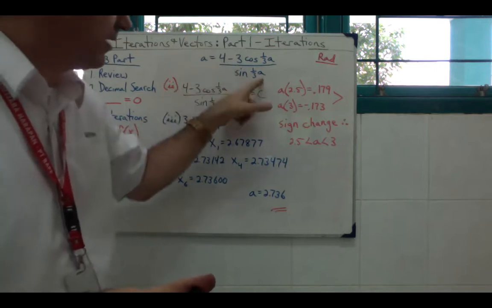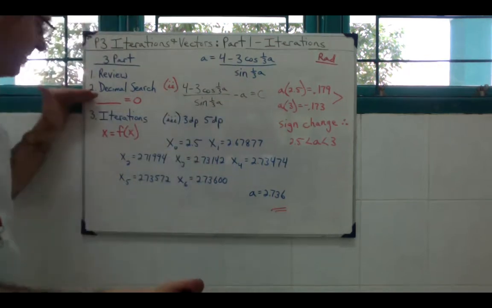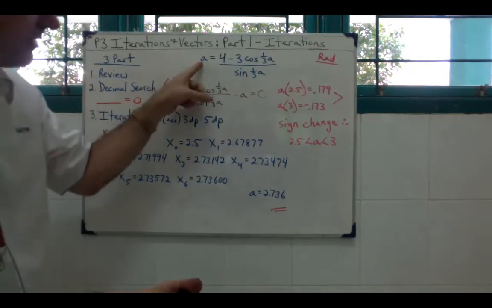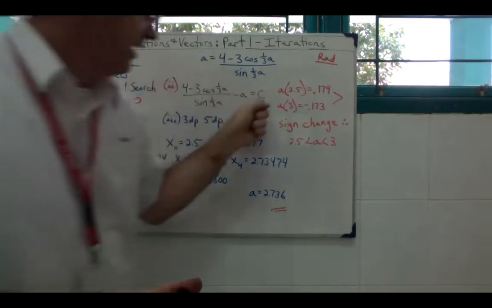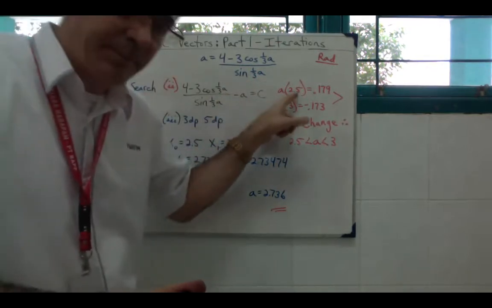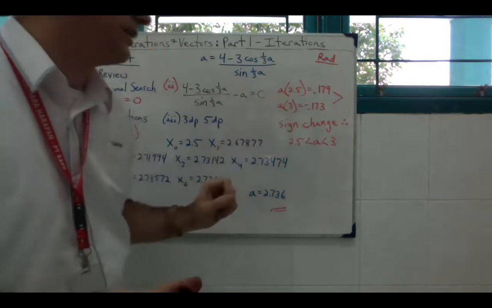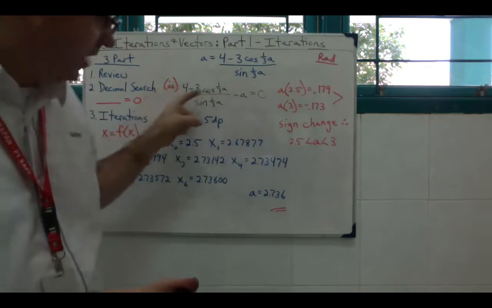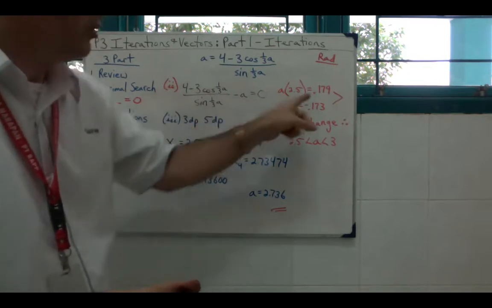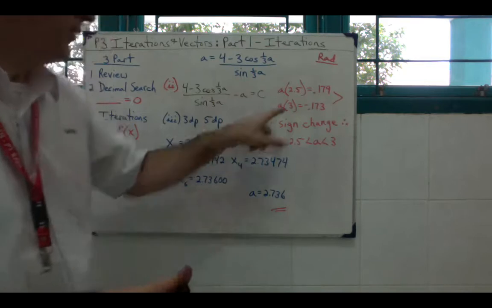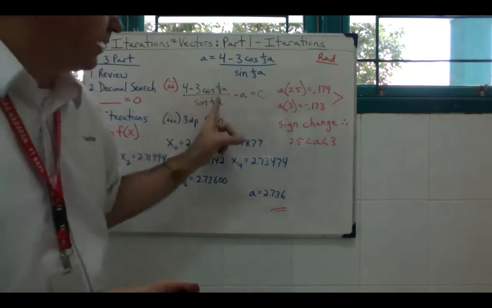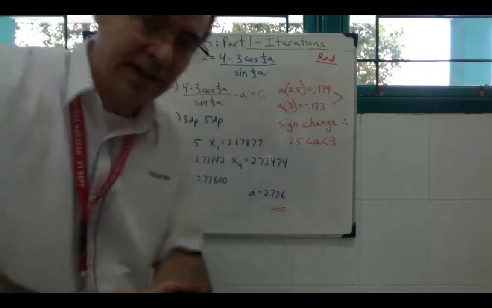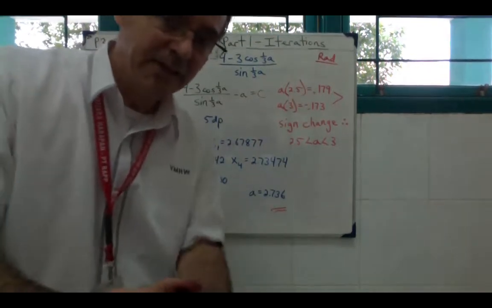This is set up for the iteration. So don't forget, for the decimal search, you need to set it equal to 0. So we subtract the A to the other side, set it equal to 0. They gave us the boundaries, 2.5 and 3. When you plug in 2.5 into this equation that's set equal to 0, you get 0.179. When you plug in the 3 into this, oh, by the way, this is in radians. I don't know if you caught that by looking at the domain statement in part I.